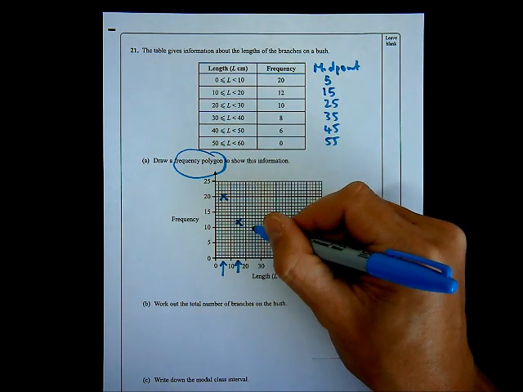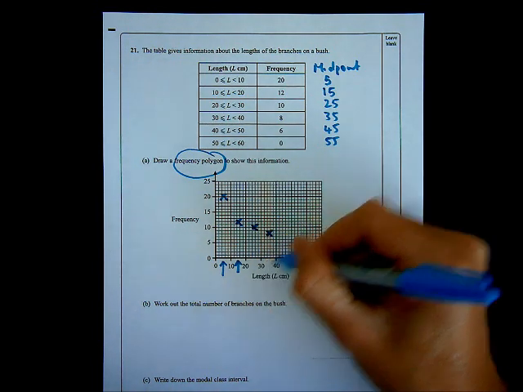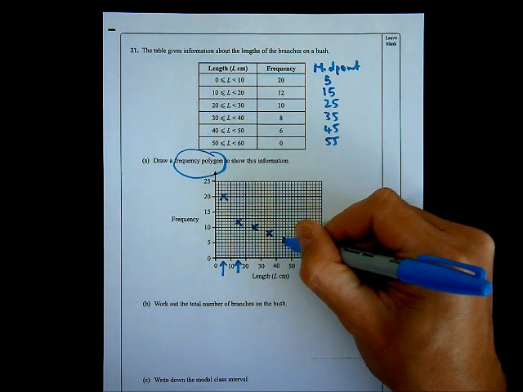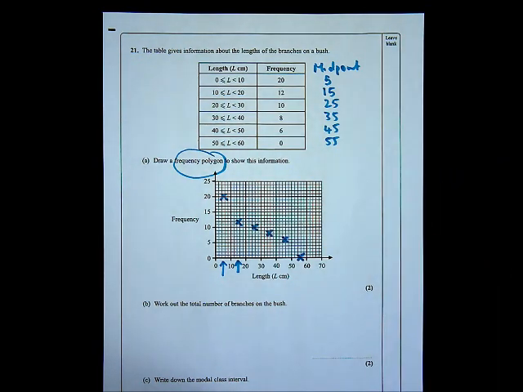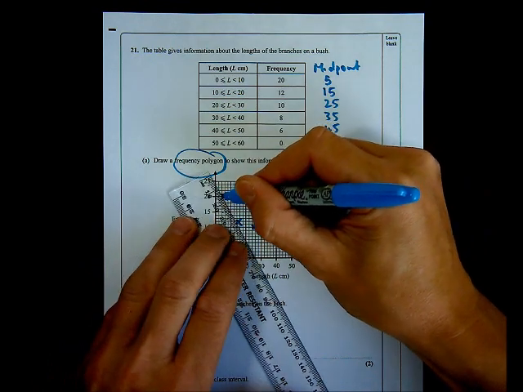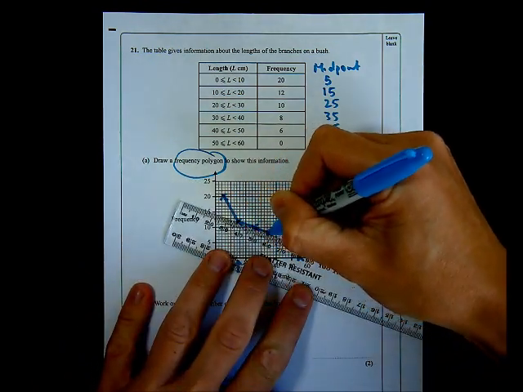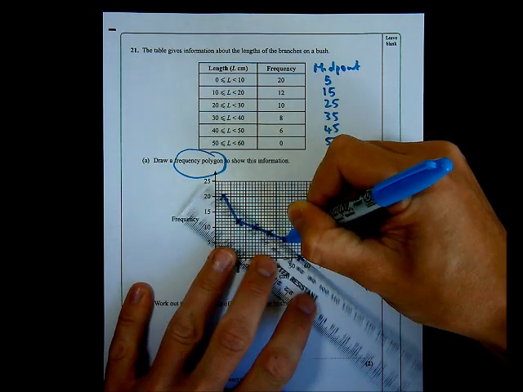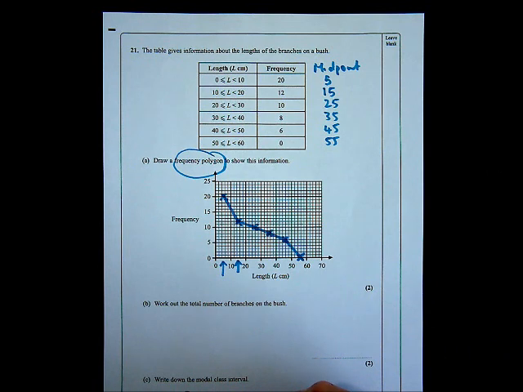So 25 and 10, 35 and 8, 45 and 6, and 55 and 0. And then, because it's a frequency polygon, I'm going to join those points with a straight line. Now again, you'll be a little bit more accurate with a pencil.